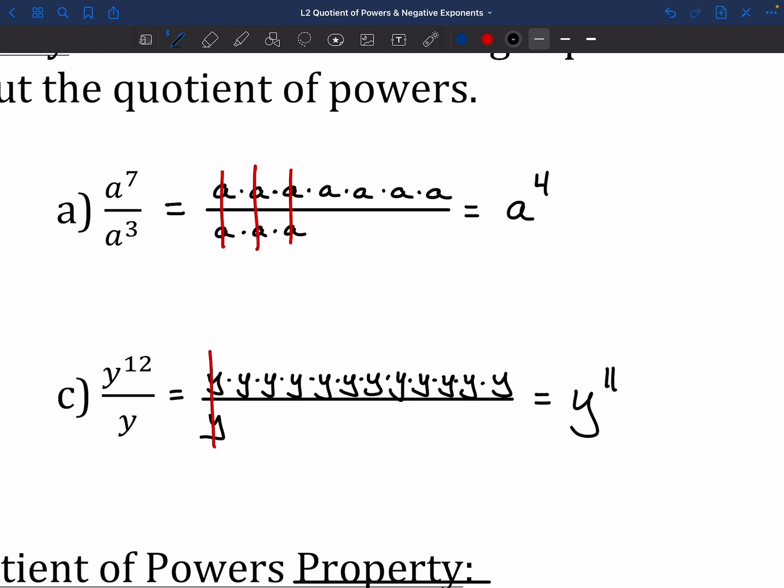So hopefully what we're seeing is that when you have some on the top and some on the bottom that match, you can think about it like subtracting their exponents. On that first problem, we had a to the 7th divided by a to the 3rd. If we think about that 7 minus the 3 on the bottom, we get a to the 4th. That's what 7 minus 3 is. Same thing for the one we just did on part C. That bottom piece is just 1y. We could think of that as y to the 1st power, like I just added down there in this corner. If I have y to the 12th on the top and 1y on the bottom, 12 minus 1 leaves us with that 11 that we found.